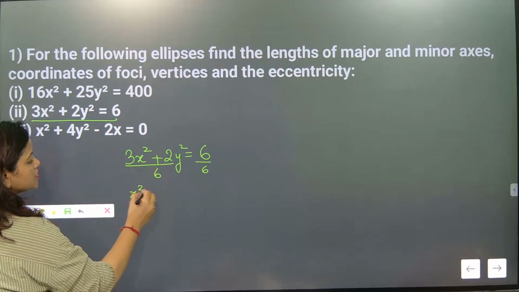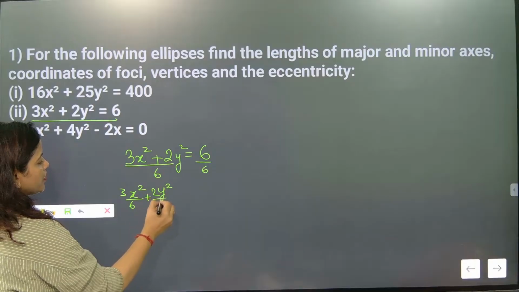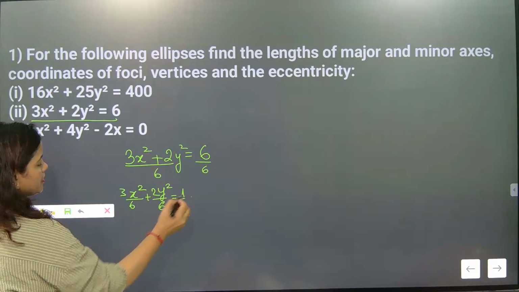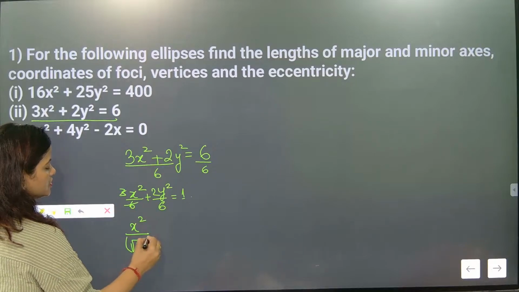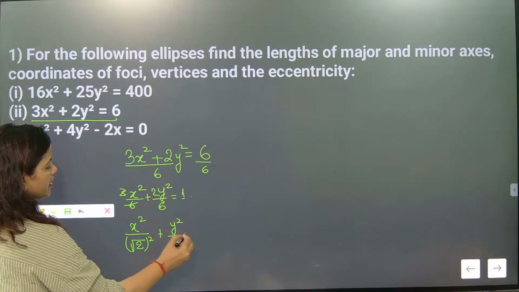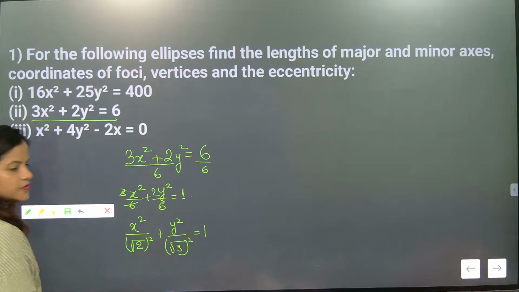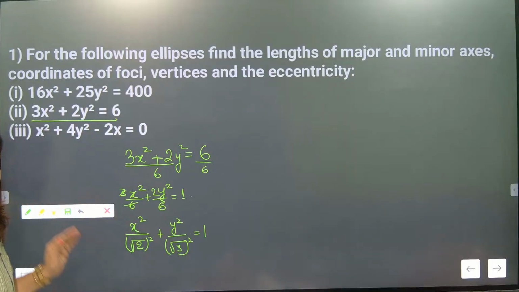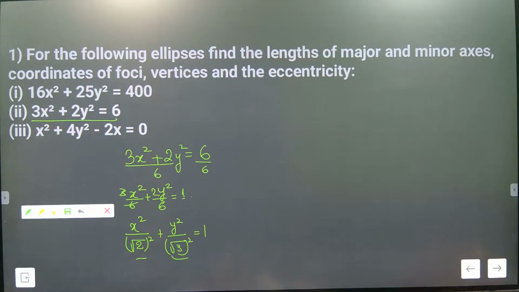So it will become 3x squared by 6 plus 2y squared by 6 equals 1. Cancel, so it is coming x squared by root 2 whole squared plus y squared by root 3 whole squared equals 1. Come on, start solving. First check where the ellipse is resting. Is root 2 greater or root 3 greater? Based on that, analyze and solve everything.